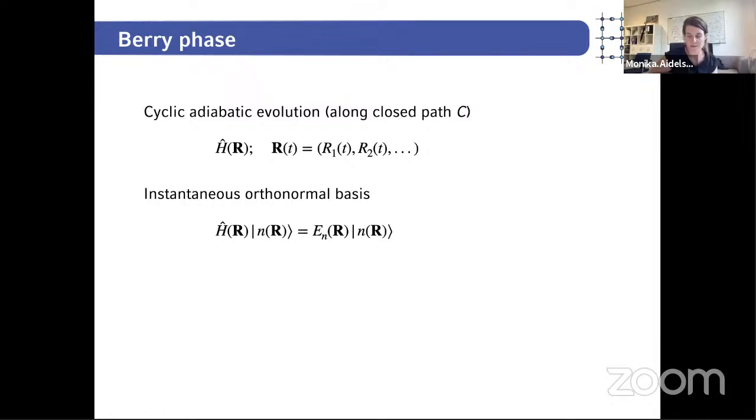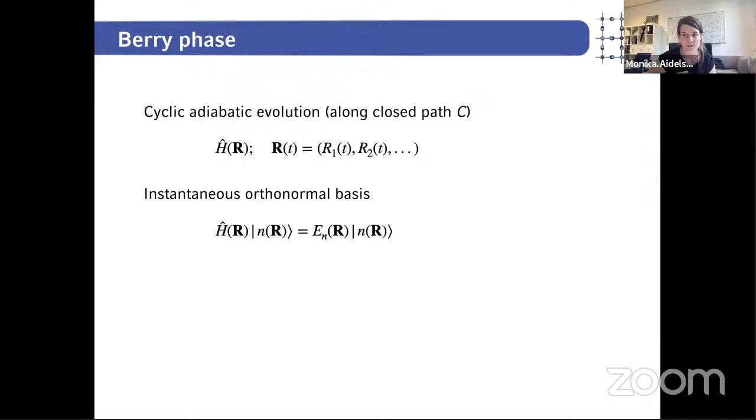So what we think about is doing some adiabatic evolution in an abstract parameter space R, and we do it around a closed loop. Here we can think about this R as being a higher dimensional vector. It could have contributions R1, R2 up to d dimensions. In our case, it would be just Qx and Qy. And we can ask what phase the wave packet picks up at the end of the sequence. And for that, we define the instantaneous eigenbasis.